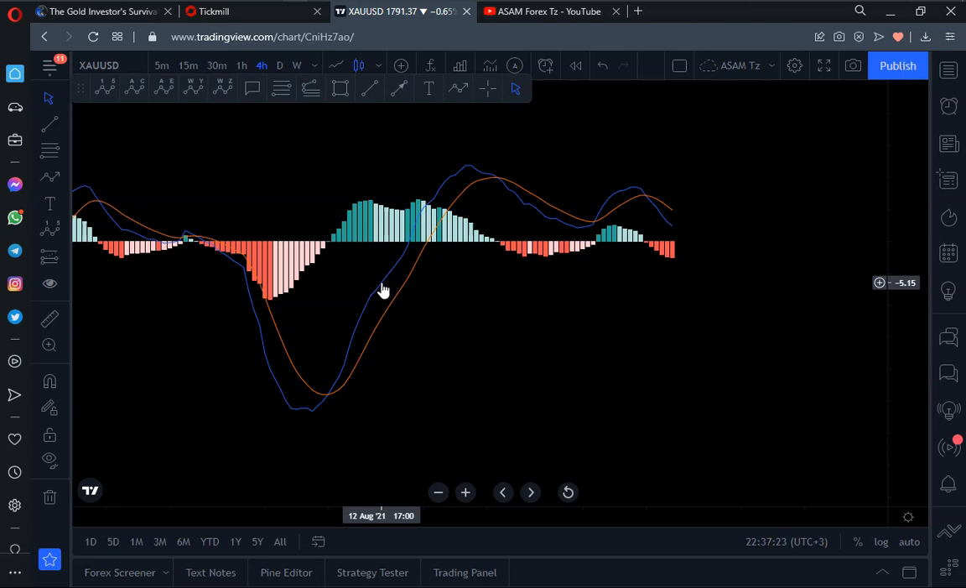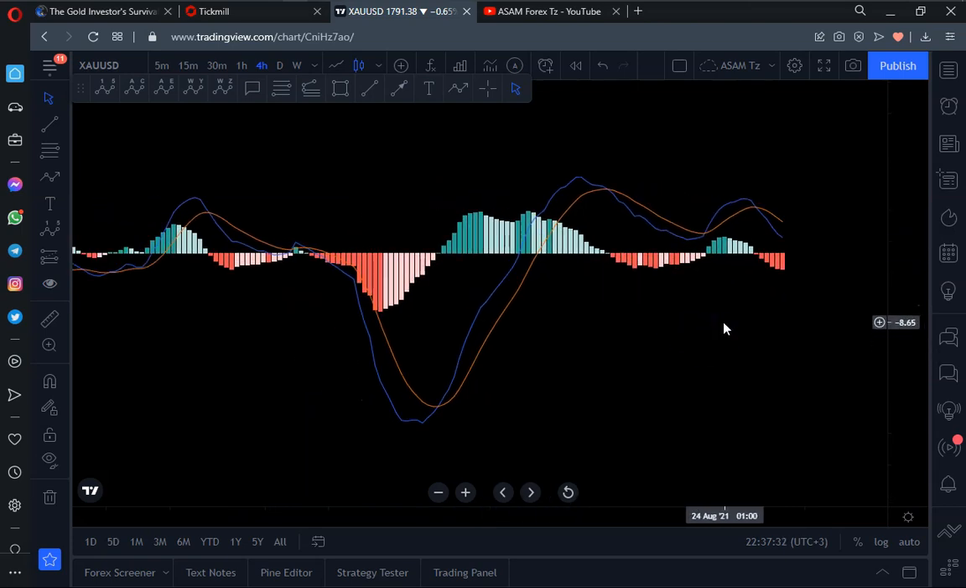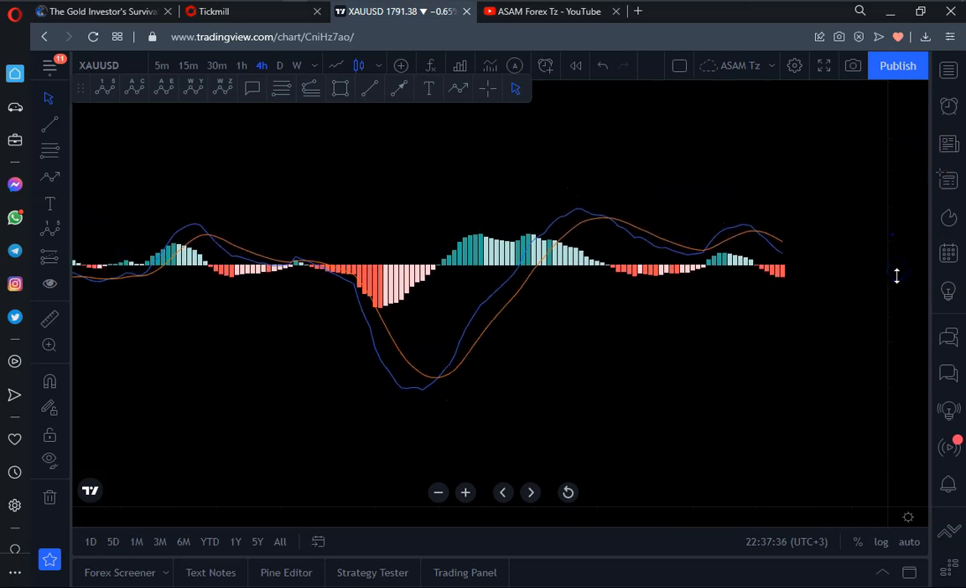So now we have histograms. As I said, these bars there are the histograms. Everything there has its own information that it provides, and knowing how to interpret the information given by everything in MACD will help you trade profitably using this indicator, because it incorporates much information.